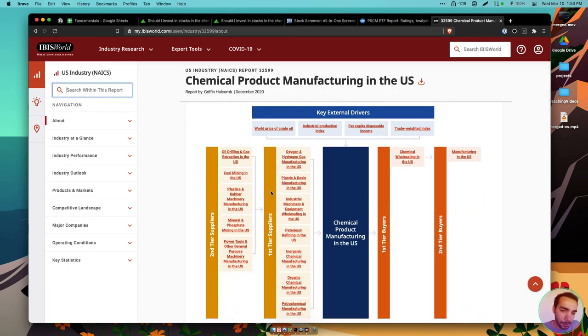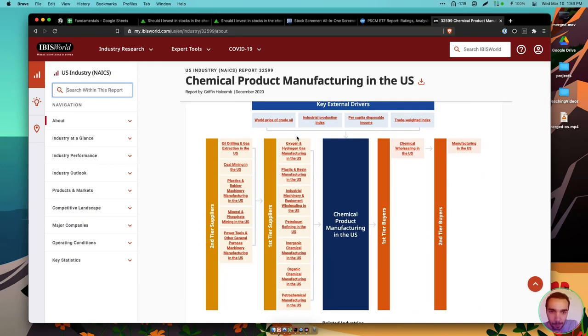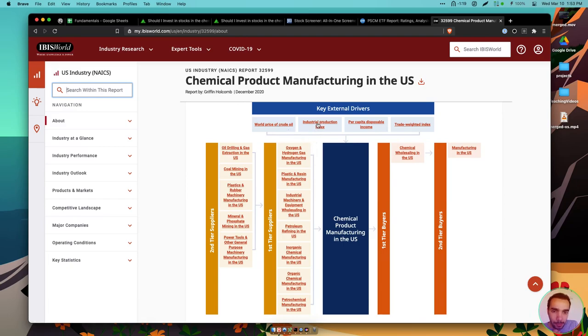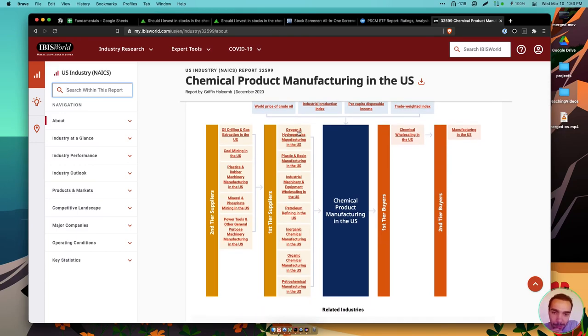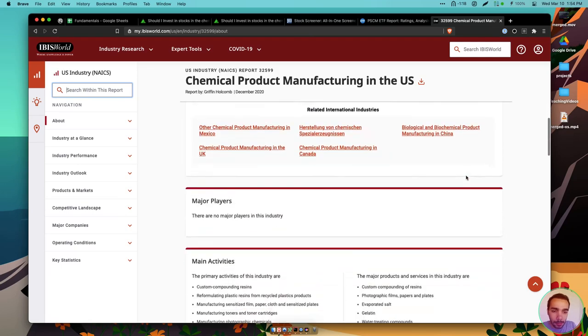All right, cool. So this is chemical product manufacturing, and you can see world price of crude impacts, industrial production index, per capita disposable income, and a trade weighted index. Per capita disposable income kind of leads me to believe that this is discretionary. And first tier suppliers, oxygen, hydrogen gas, plastic and resin. Okay, so plastic and resin would be the basic materials. Industrial machinery, petroleum, inorganic chemicals, organic chemicals, and petrochemicals. Okay. Buyers is the chemical wholesaling industry. And second tier buyers, manufacturing. Okay, all right, it doesn't tell us a whole lot.